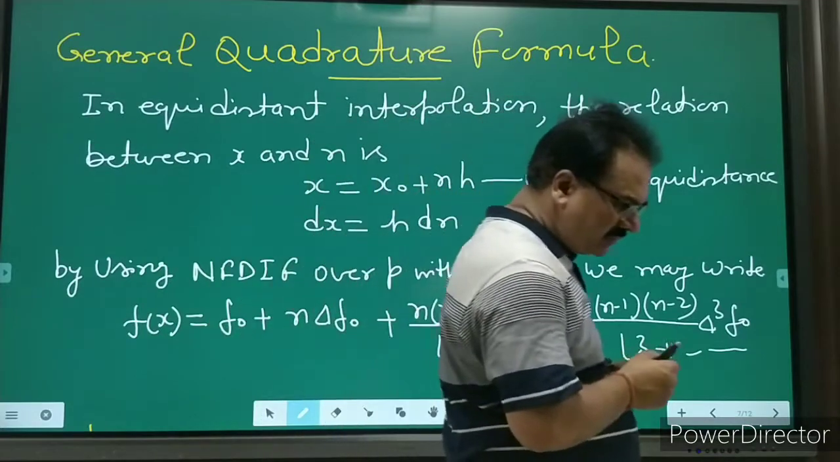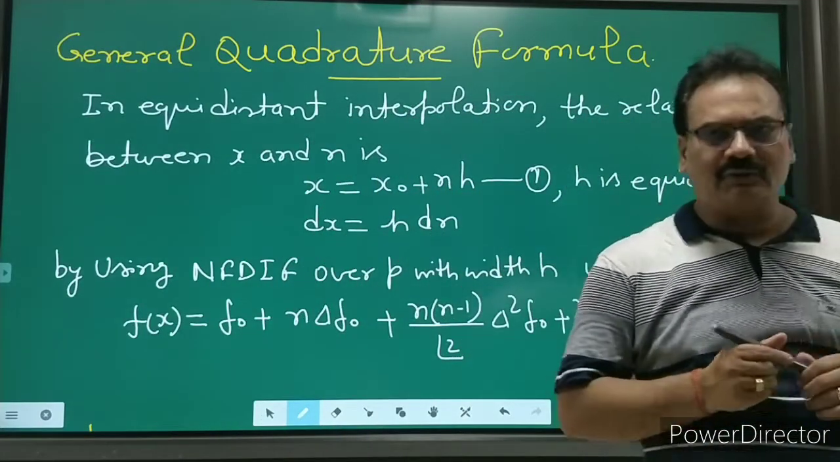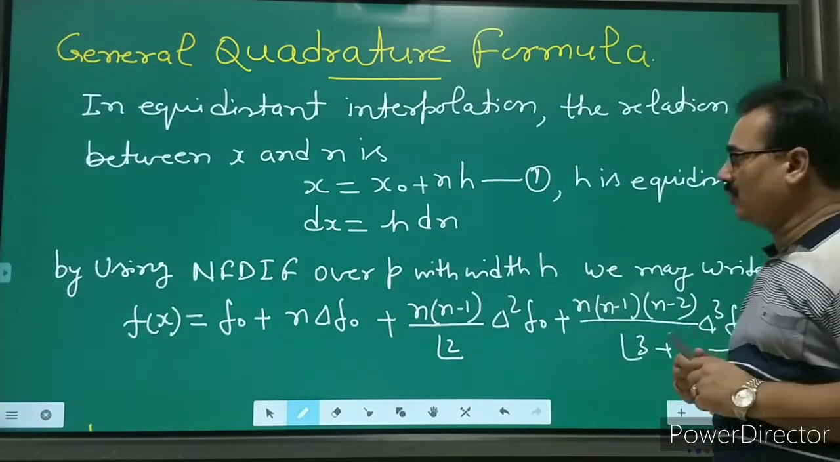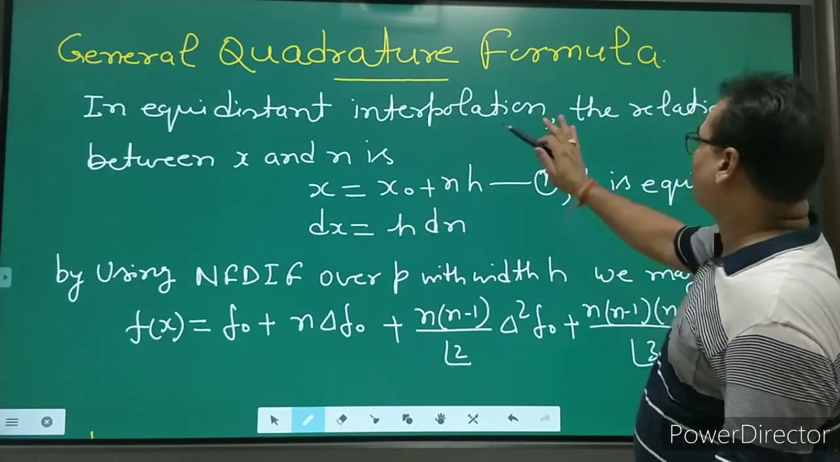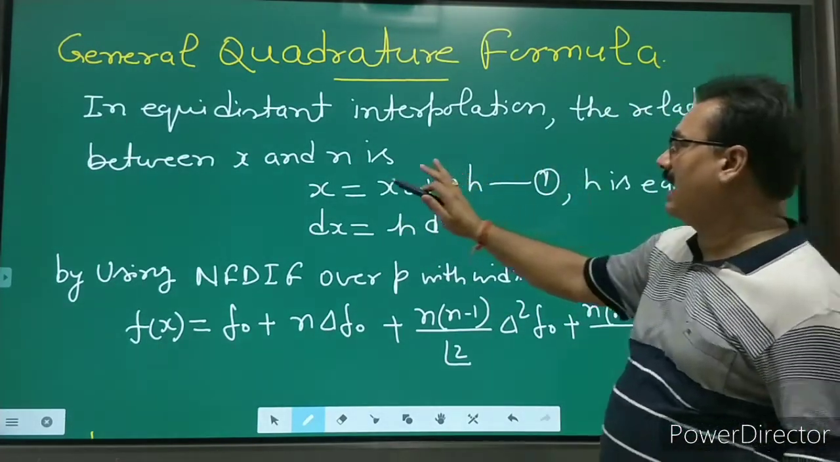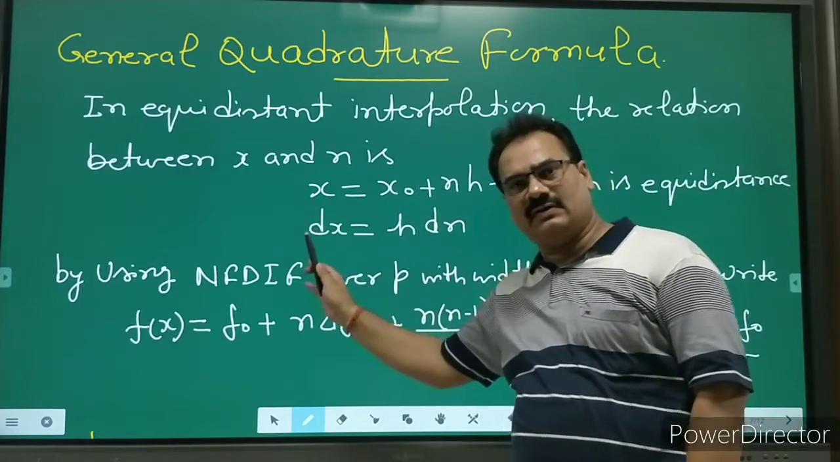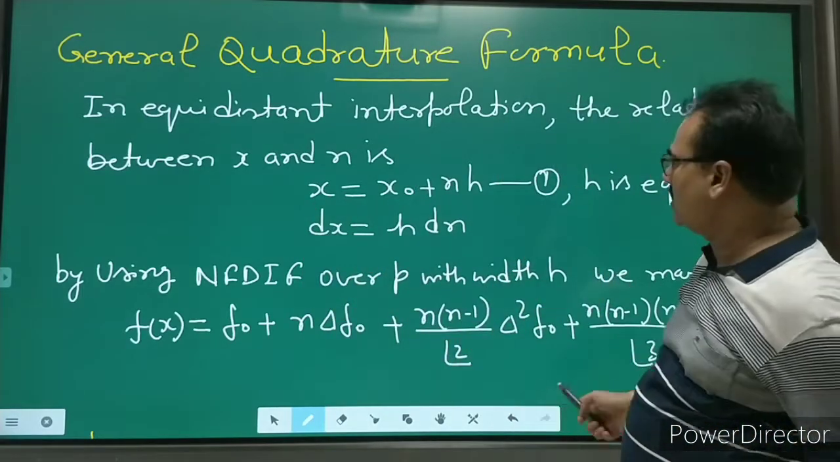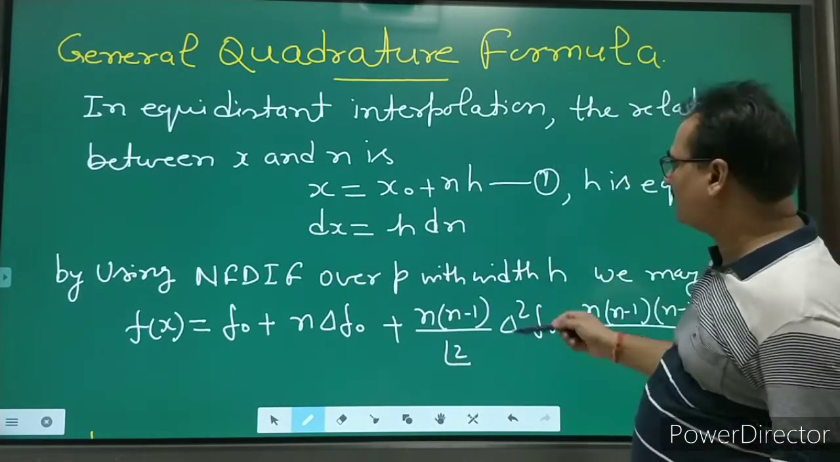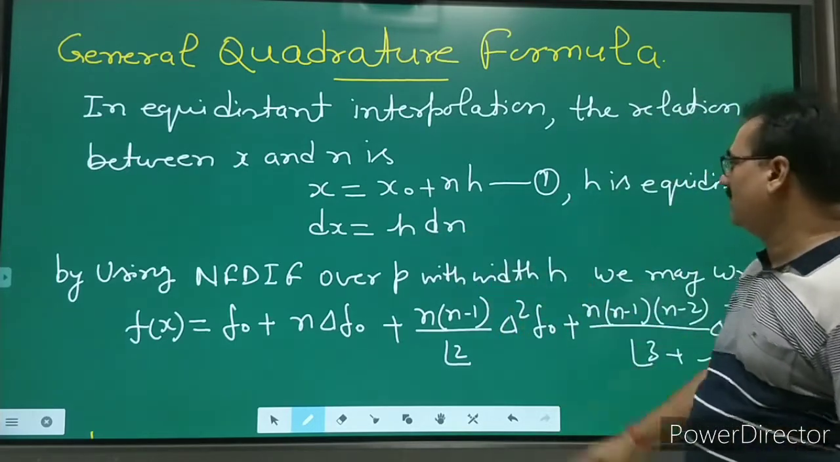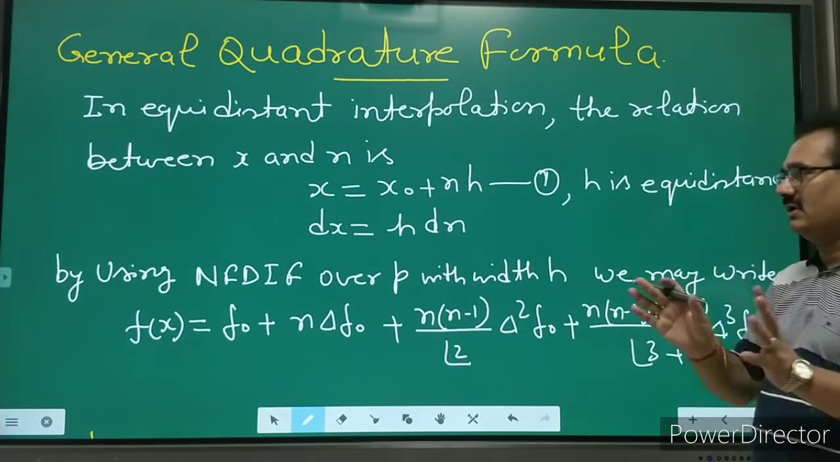Good morning, students. First of all, today I wish to discuss the general quadrature formula. In equidistant interpolation, the relation between x and n may be expressed like this. For equally spaced data, x is equal to x naught plus nh and dx is equal to h times dn, where h is the equidistance. Okay.